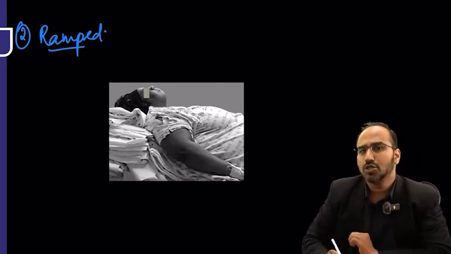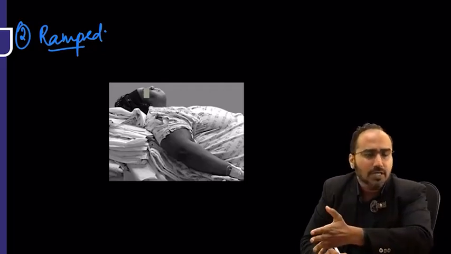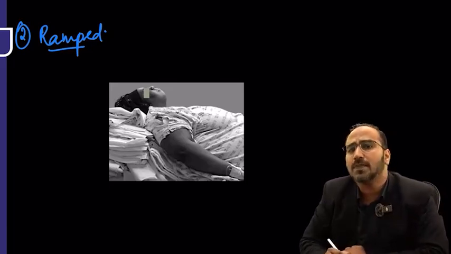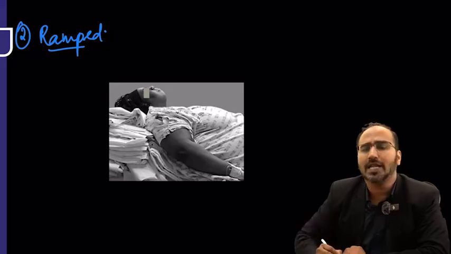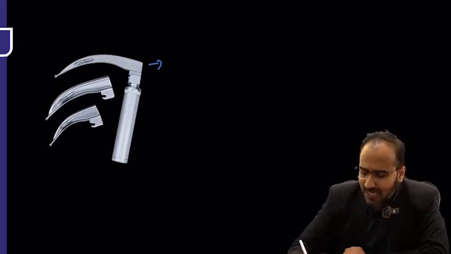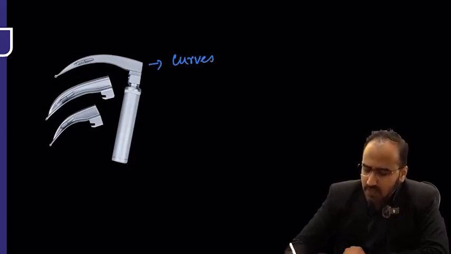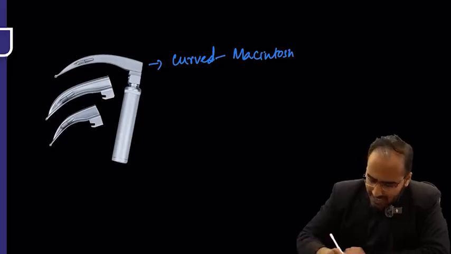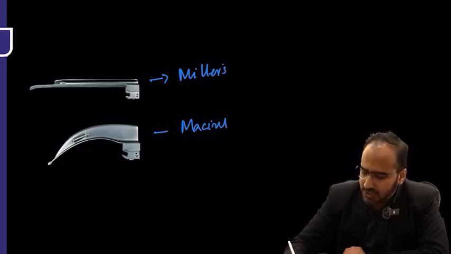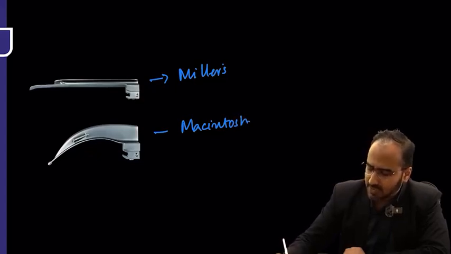Okay. Now guys, after giving the position, you take a laryngoscopy blade. Before going to the tube and all, we are discussing the position first, then we'll go for the laryngoscopy blade. Which laryngoscopy blade is required for intubation? There are two kinds. One is called a curved blade laryngoscope, called the Macintosh laryngoscope. The other is called a straight blade laryngoscope, which is Miller's. Curved blade is Macintosh, straight blade is Miller's.